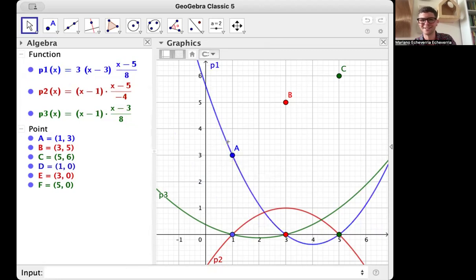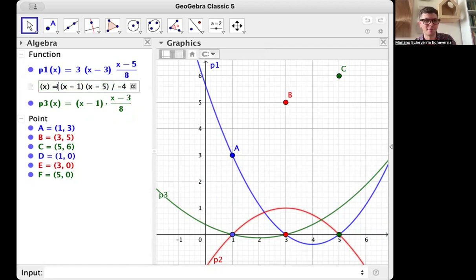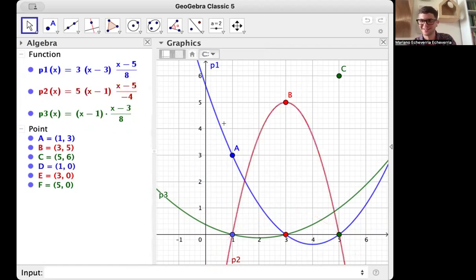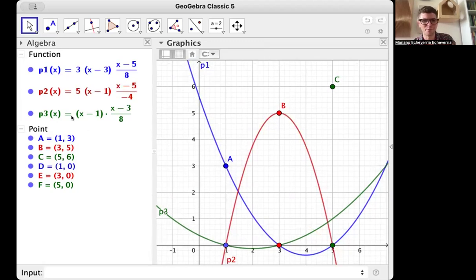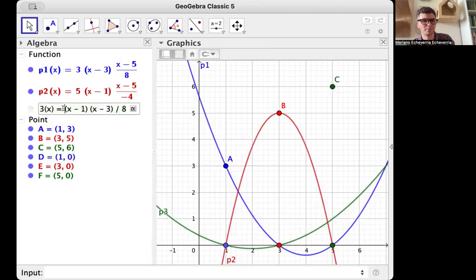You see, so now it passes through this point and it's still 0 at the other two. For the red point, since the value for y for the red point was 5, I multiplied the one in the middle by 5. And now, see, it's still 0 at the other two, but now it passes through the correct y value. And for the green point, since the value for y is 6, I multiplied this one by 6.